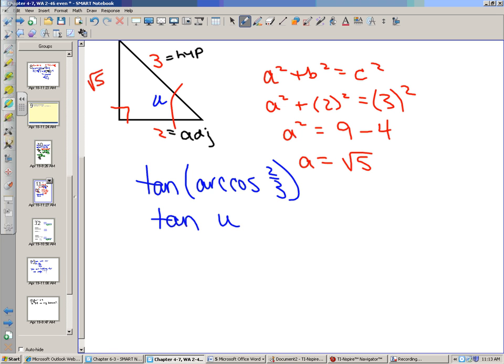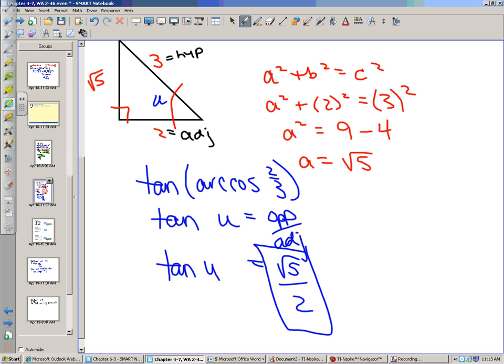Okay? So now, what does tangent mean in a triangle? I'm looking at a what? Opposite over adjacent, thank you. So my opposite leg is going to be the square root of 5. My adjacent leg is going to be 2. That is the tangent of u. That is my final answer. This is just like problems 39 through 46.